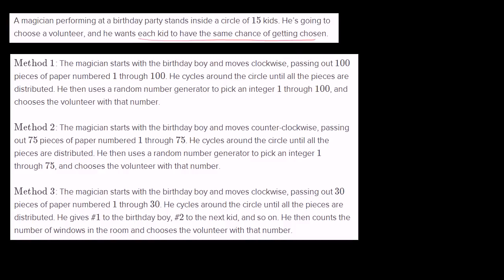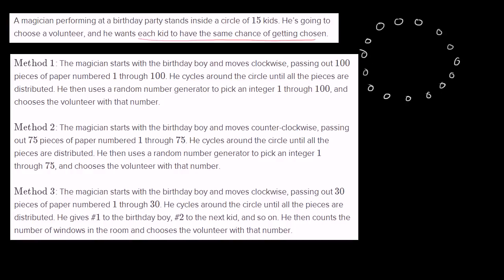So there's 15 kids in a circle. So there's 1, 2, 3, 4, 5, 6, 7, 8, 9, 10, 11, 12, 13, 14, 15. I planned that out amazingly well. I didn't think I would be able to fit exactly 15, but it worked out.